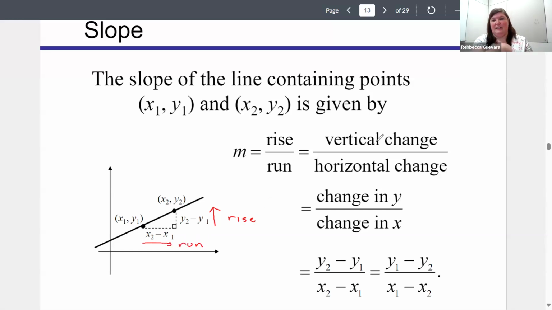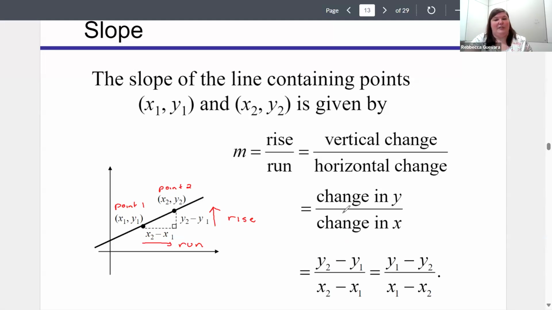But a rise, like I said, that's our vertical change. So we're either going up or we're going down. And then run is always going left to right, and that is our horizontal change. So what we're looking at is the size of the change from one point to another point. So we have point 1 and we have point 2. And what we're basically doing is making a ratio of how the vertical changes according to the horizontal changes.